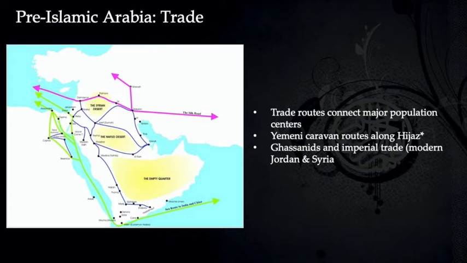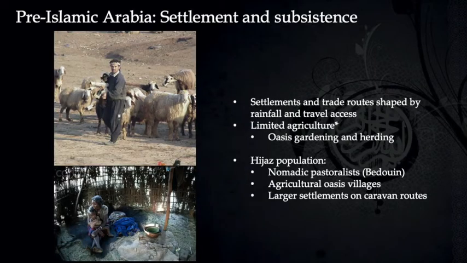They provided employment opportunities. And that becomes important because of the changing population profile in the Hijaz in the late 6th and early 7th centuries. What are you doing if you're living on the Hijaz in the late 6th and early 7th centuries? Well, as I said, you had settlements shaped by the trade routes, but where you lived was also dependent on rainfall. You had limited agriculture. This is a harsh desert environment.